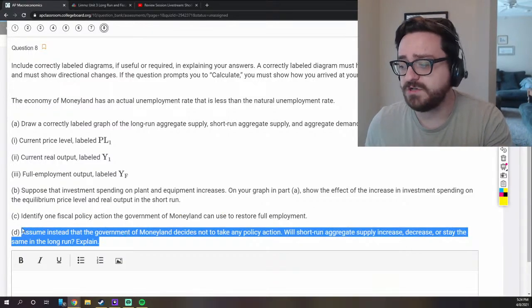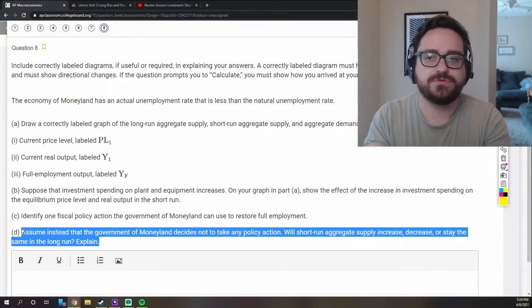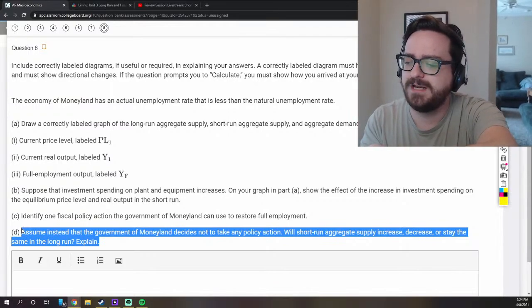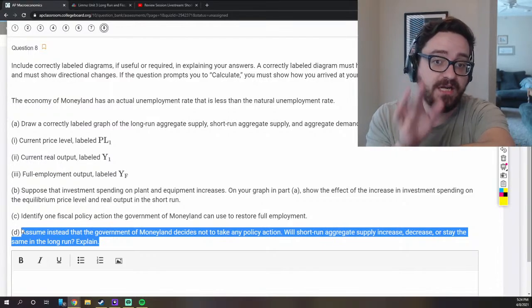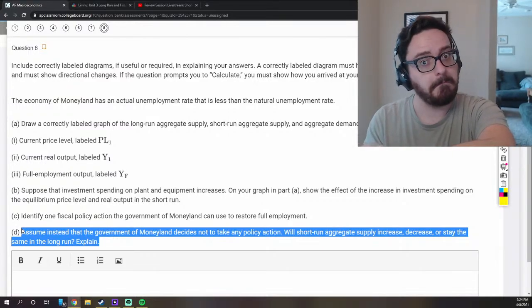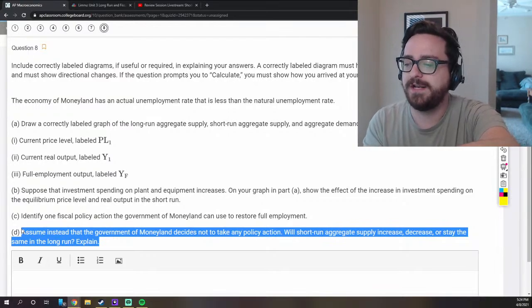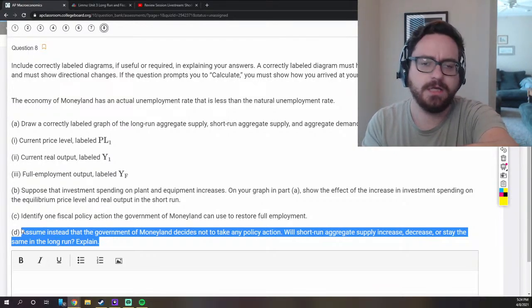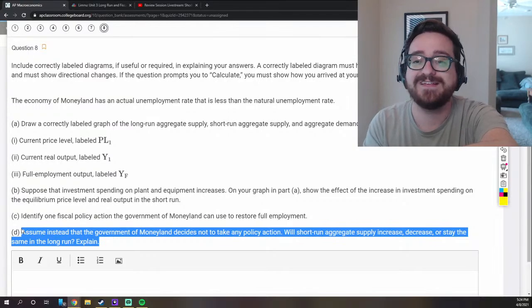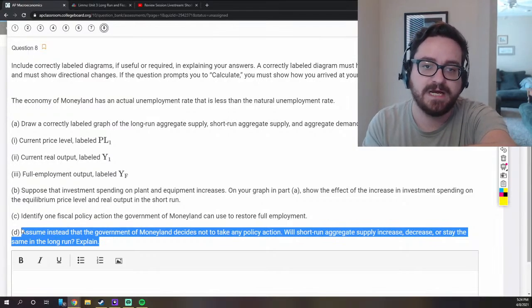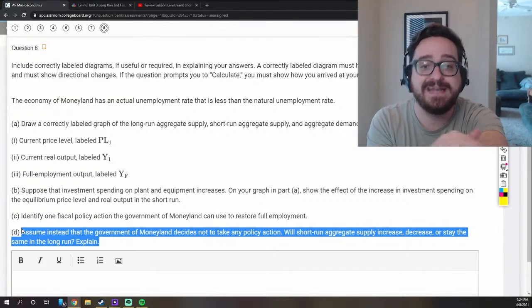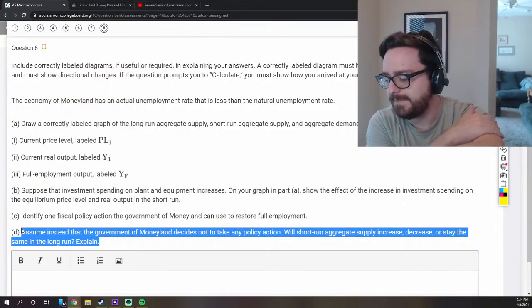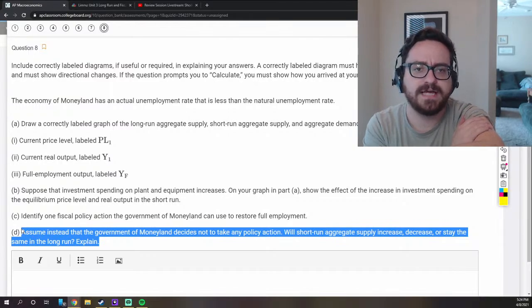Don't have to draw that though. And then D, also don't have to draw this, but I'm going to want to think with the drawing. Assume that instead the government of Moneyland decides not to take any policy action. The government isn't doing anything. Will the short run aggregate supply increase, decrease, or stay the same in the long run? And explain. They are asking you what happens in the long run. They're helping you by narrowing it down, by asking you, hey, what happens in the long run to SRAS?